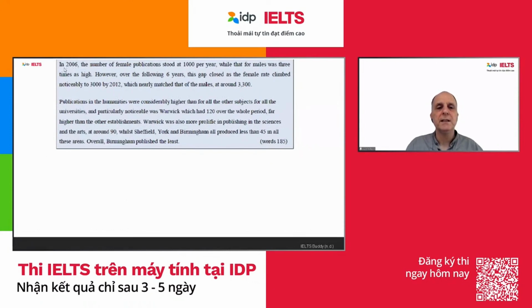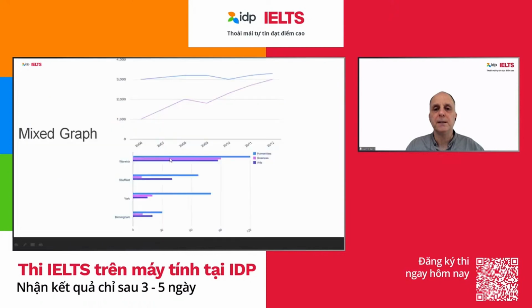So you can see in this part, there's only like 2 lines, okay, 2 complex sentences put together. Okay, you can see in the bottom graph, Sheffield, York, and Birmingham, they all produce less than 45. Overall, Birmingham produced the least. So for the second one, Warwick is the most important part, but the rest are mentioned briefly. So you can see for these.